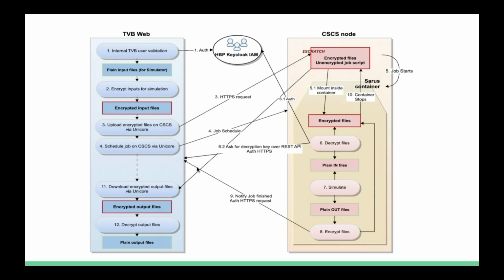So now we are at the state where TVB is waiting for an operation to be finished on the CSCS node, and we have the results prepared there. We have also notified TVB that our job has finished. So we move on with downloading the encrypted output files again via Unicore. So we do the stage out step here. We bring all the encrypted files back to the TVB site and decrypt them in order to update our storage with them and our DB. And then again, the storage will be kept encrypted for later.